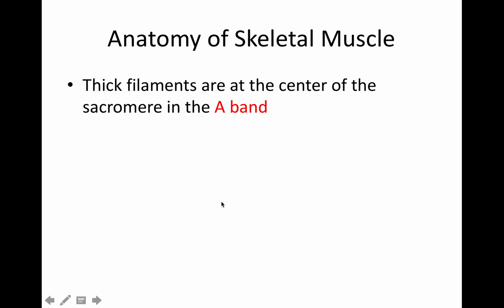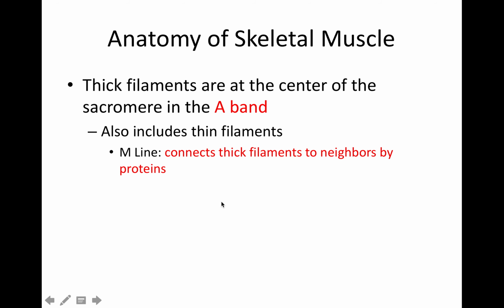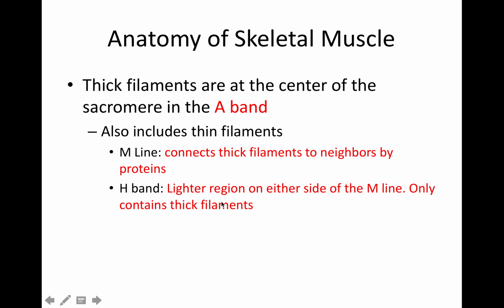So within a sarcomere, there are different regions. We have the A band where you find thick filaments. The thin filaments are going to overlap a little bit in that A band. Within the A band, there's the M line that's going to hold our thick filaments in place. You have the H band. The H band is going to be the region of the A band where only thick filaments are found.